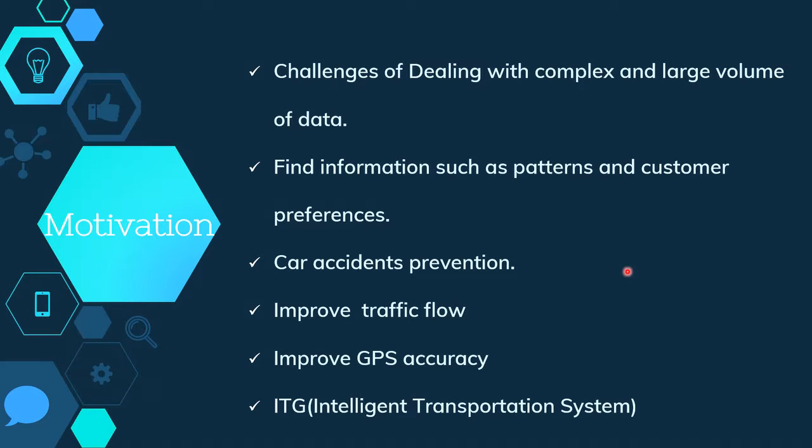So given some of those facts, now let's dig into the motivations behind big vehicular data. Essentially the motivation in general behind big data is to find patterns and customer preferences. In our case, that's really driver preferences as well as driver patterns or traffic patterns. This can help prevent car accidents, improve the general traffic flow, improve GPS accuracy, as well as help create intelligent transportation systems, or ITSs.